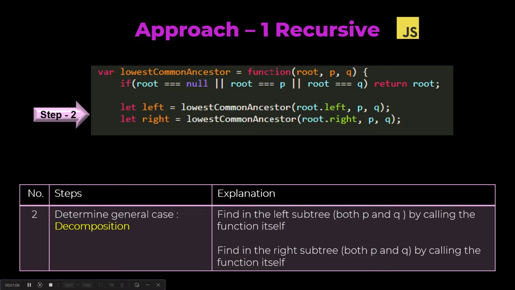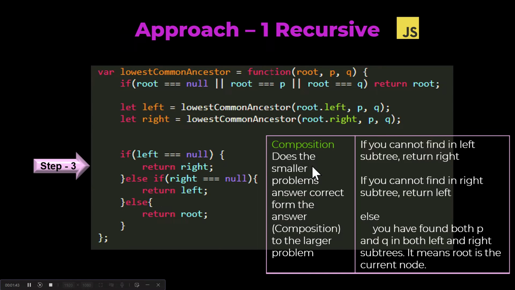Step 2 is the decomposition part of the recursive algorithm. Here we check for the P and Q value in the left subtree and right subtree. Let left be equal to lowest common ancestor, so we are calling the function itself. We pass in root.left because we want to check the left side of the subtree, and we pass in the P and Q values. Same thing for the right subtree: we call the function itself and pass in root.right, and the P and Q values.